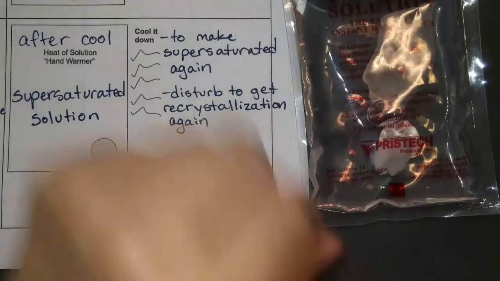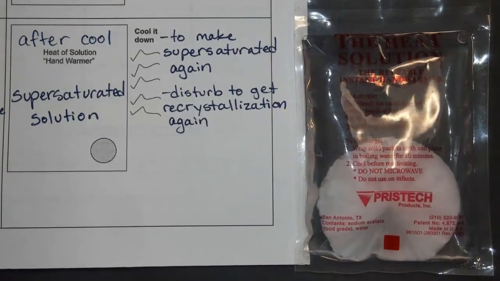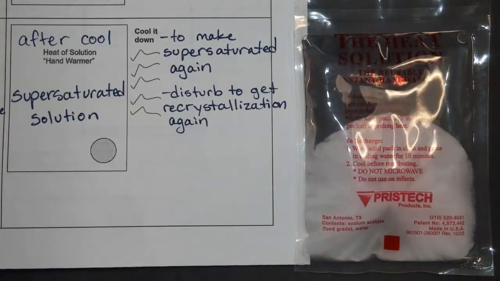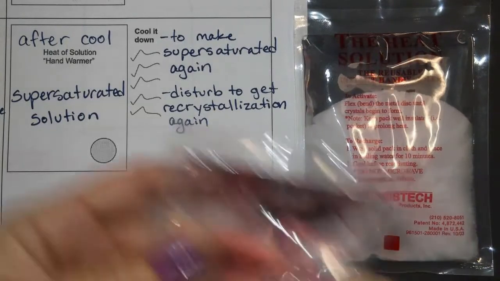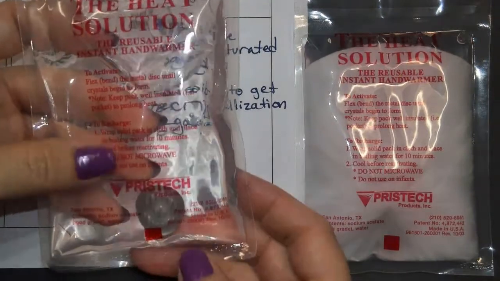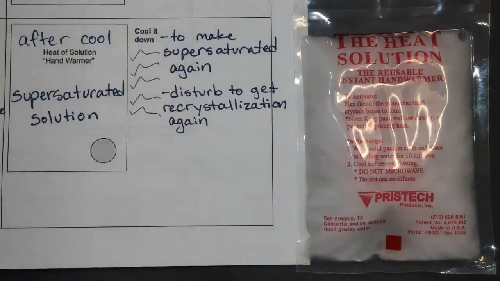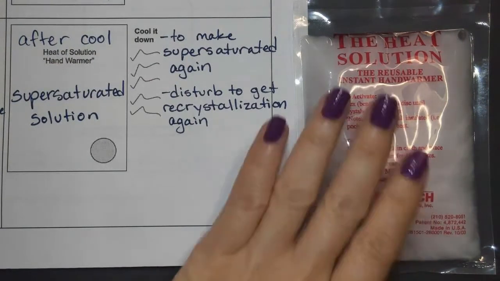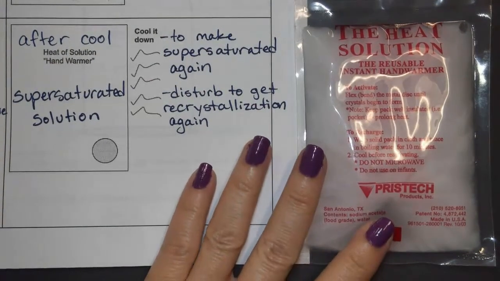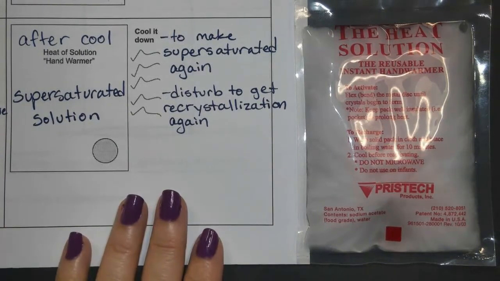And so now, when I disturb it, we get recrystallization. One more time. That's how you can tell a supersaturated solution from one that is unsaturated, because if it's unsaturated, disturbing it would not do anything, right? Okay, so now that we've completed our hand warmer activity, let's work on the next page.